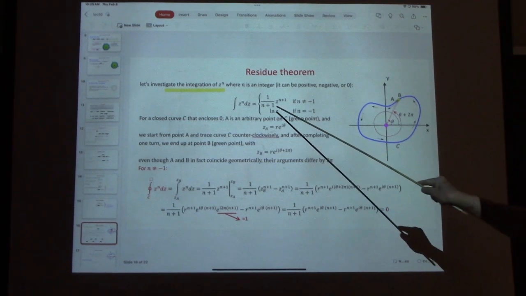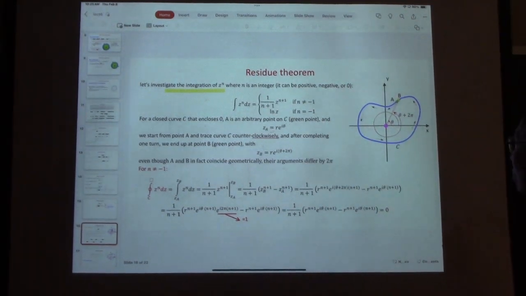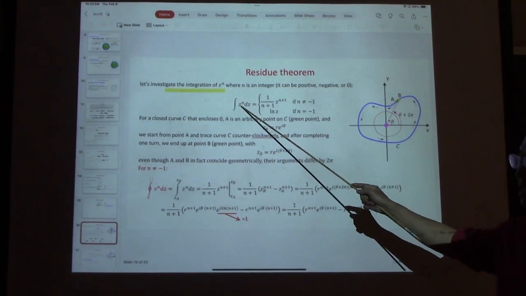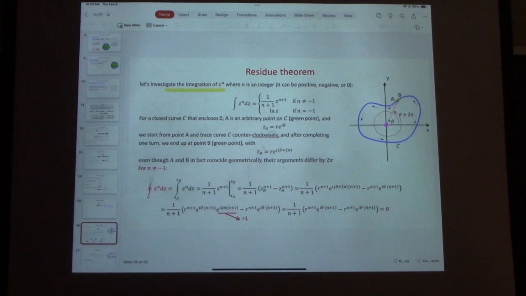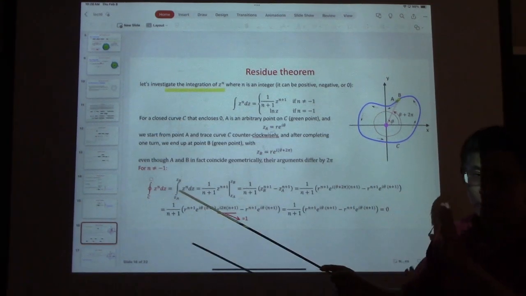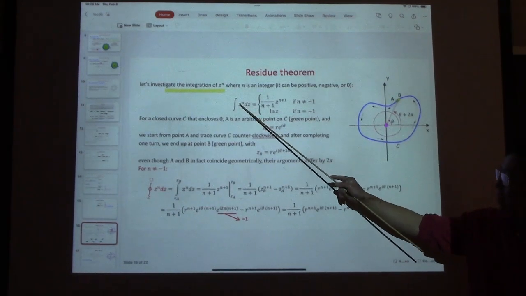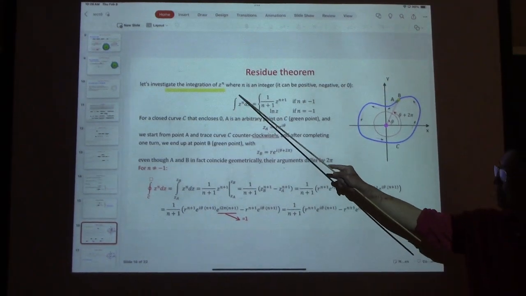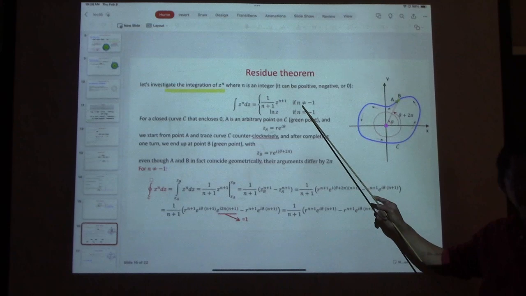Because this is 0, we can't do it. So we need to separate that out. When you integrate z to the negative 1, which means 1 over z, we also know how to do that in real functions. The integration of 1 over x is exactly log x, the indefinite integral is log x. In a complex function, it's similar. You integrate 1 over z, you will get log z. So now we have this equals either that or that, depending on the value of n.